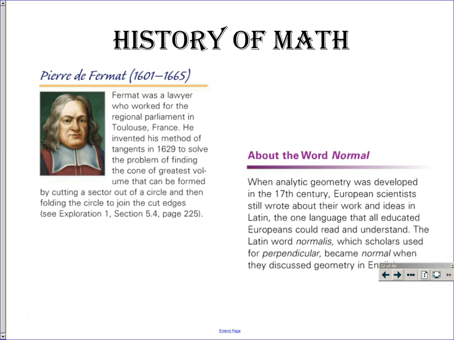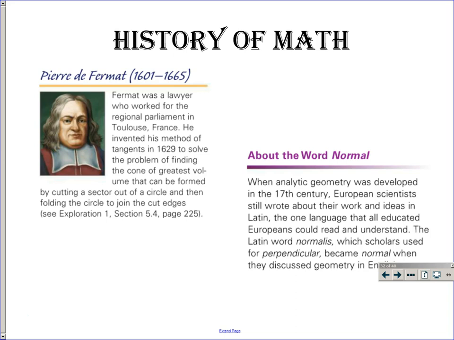Anyway, Fermat was a lawyer who worked for the regional parliament in Toulouse, France. He invented his method of tangents. In 1629, he solved the problem of finding the cone of greatest volume that can be formed by cutting a sector out of a circle and then folding the circle to join the cut edges. What? Calculus came from geometry almost every time? Yes.